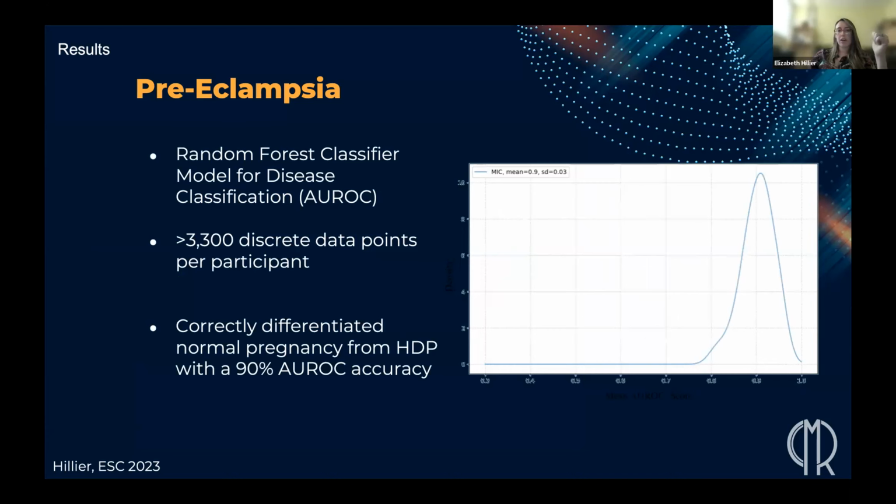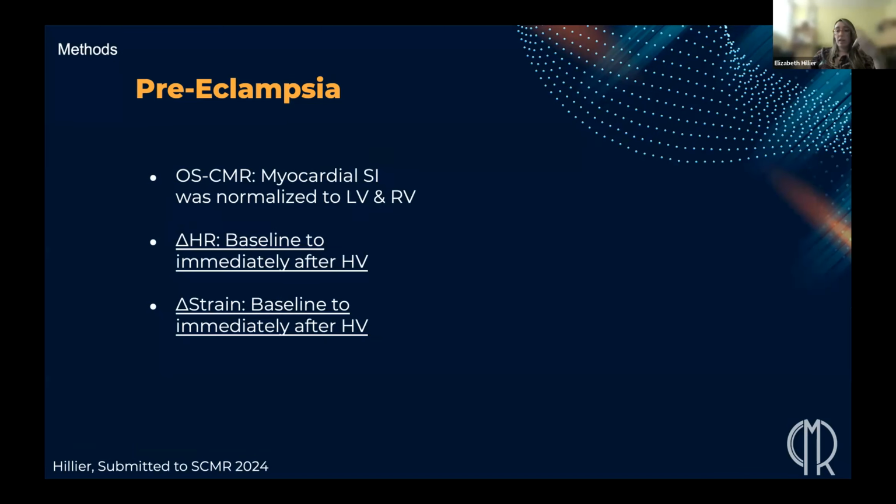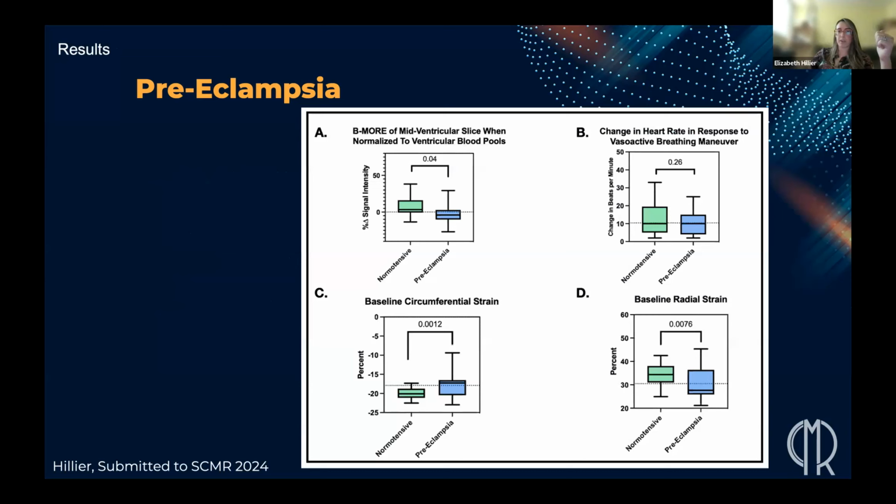When we look at machine learning algorithms, as I mentioned, the random forest classifier, basically we wanted to look at only OS data. So we had over 3,000 discrete data points of only OS data. And this machine learning algorithm was correctly able to differentiate between normotensive pregnancy and preeclamptic pregnancies with 90% accuracy. We then started adding in more variables, so change in heart rate, which we've published on before, and both baseline strain and change in strain, so looking at strain after hyperventilation compared to baseline. And we can see that there's differences.